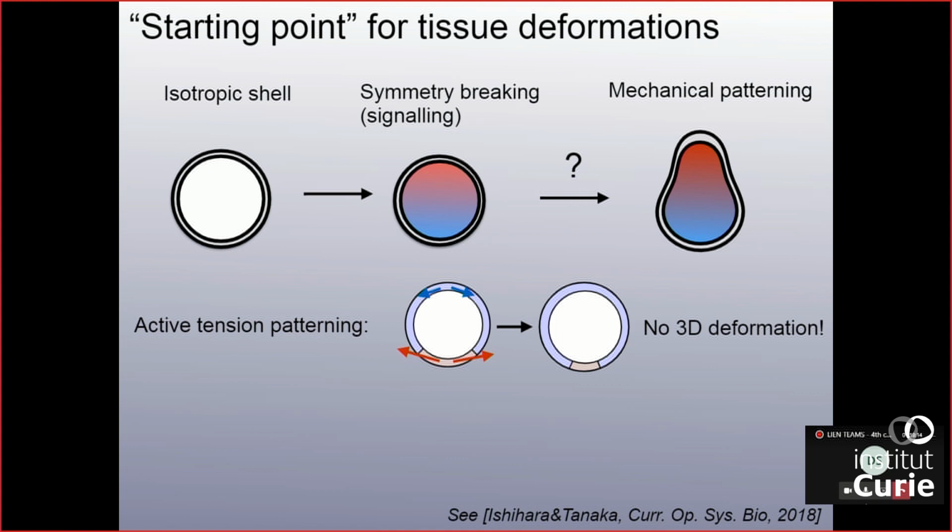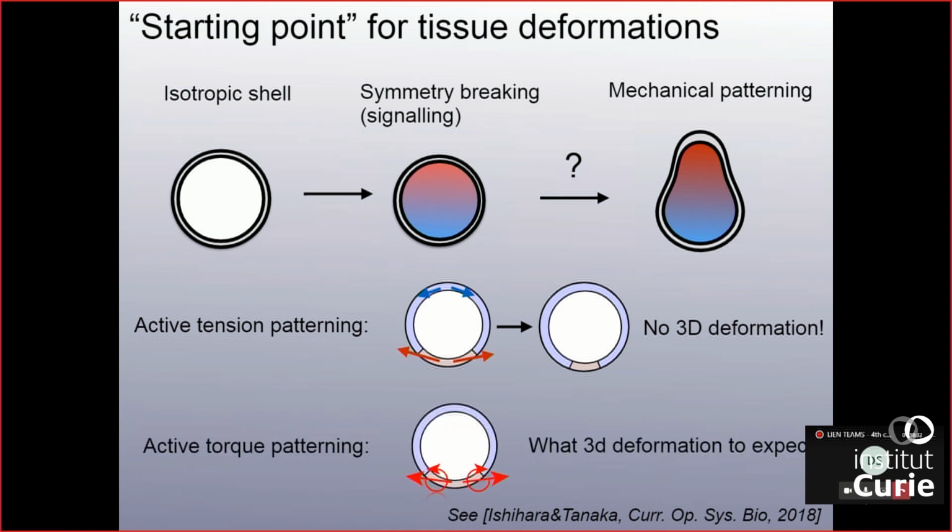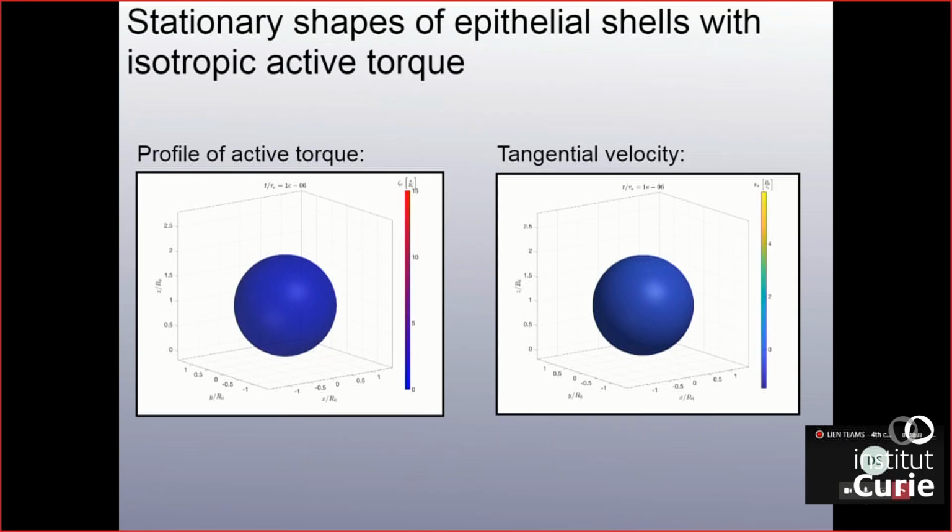And if I just assume that there are differences of active tension, which is the simplest thing one can expect, that one tissue is more contractile than another, then there's not going to be any 3D deformation. The theory tells us that one tissue is going to constrict and the other one expand without an overall deformation. But now if I have a patterning in the active torque, in these active bending moments, maybe I can expect three-dimensional deformation. Okay, and so this is what we have done.